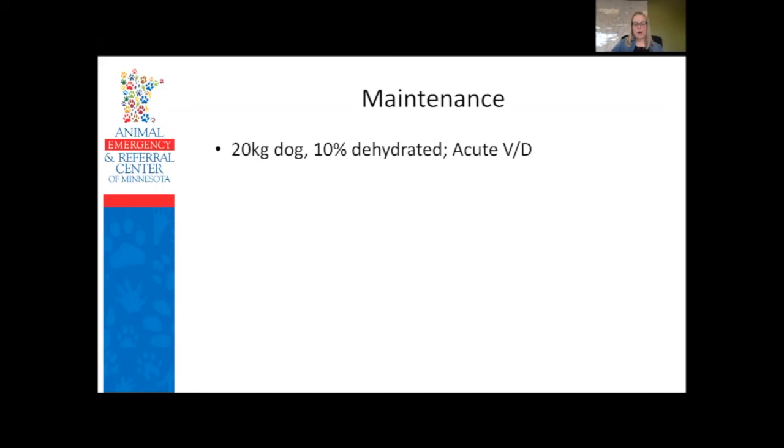So going back to our 20 kilogram dog who is 10% dehydrated, we're going to say this guy presented for acute vomiting and diarrhea. And we've already established that he's got a 2-liter fluid deficit. We're going to be a little bit more conservative, so we're going to fix it over about 8 hours. That means we need to give back 2,000 mL over 8 hours, for a fluid rate of 250 mL per hour for those 8 hours.